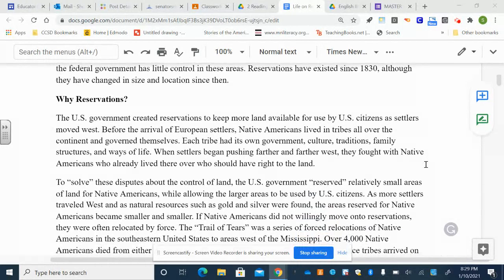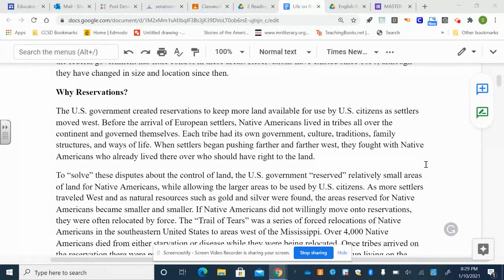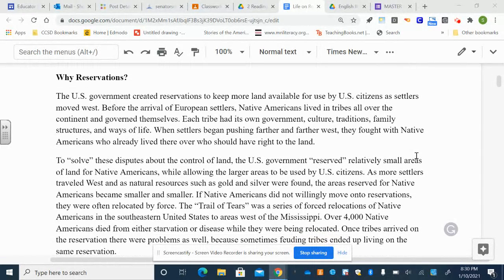Why reservations? The U.S. government created reservations to keep more land available for use by U.S. citizens as settlers moved west. Before the arrival of European settlers, Native Americans lived in tribes all over the continent and governed themselves. Each tribe had its own government, culture, traditions, family structures, and ways of life. When settlers began pushing farther and farther west, they fought with Native Americans who already lived there over who should have right to the land.